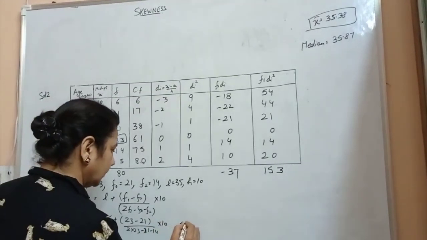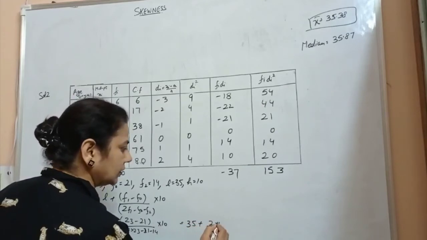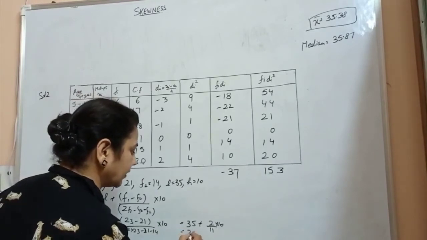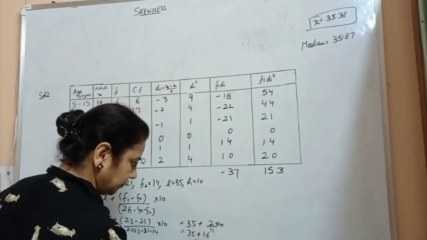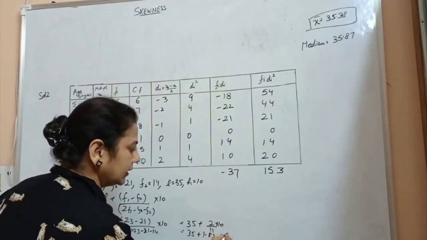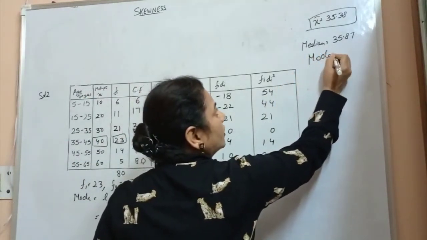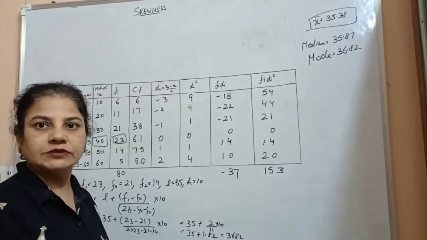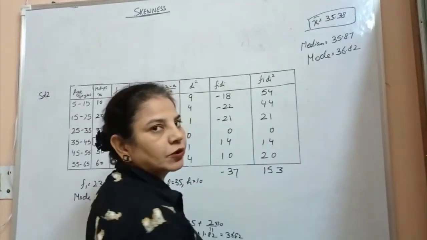On solving, you will get 35 plus 2 upon 11 into 10. That means 20 by 11. So we will get 35 plus 1.82, adding to 36.82. So our mode is 36.82. We calculated the mode as 36.82.